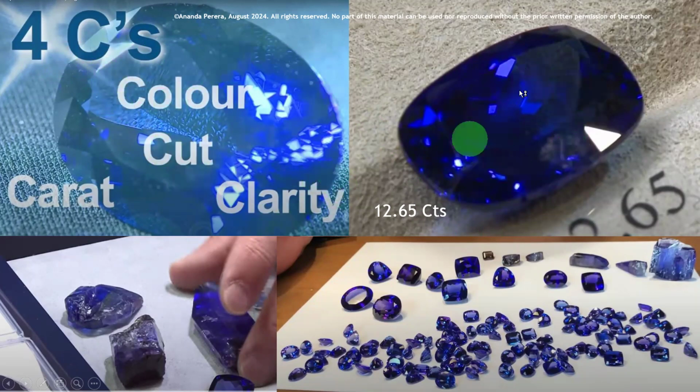This is the color. See, a very nice color, very deep, nice color. We can't find it in another stone. More than the blue sapphire, it is colorful. These are the rough stones. These are the cut and polished stones. This stone is 12.65 carats. It replaced the blue sapphire in the world.